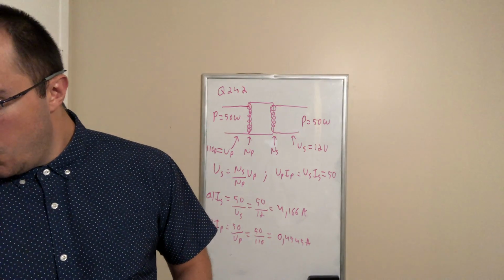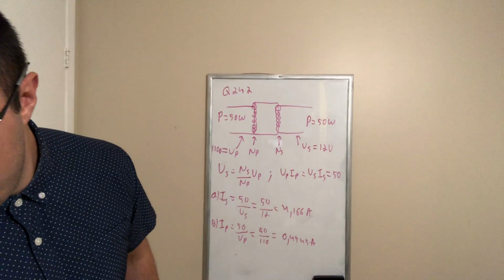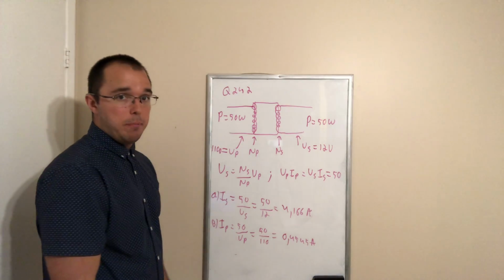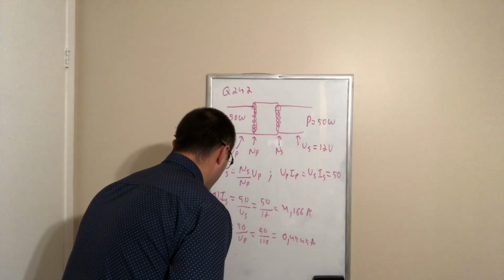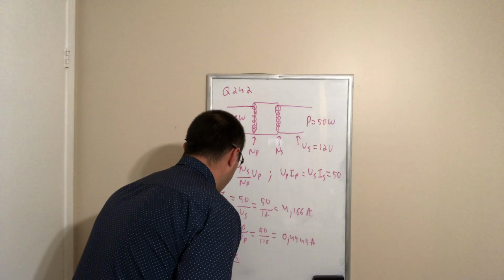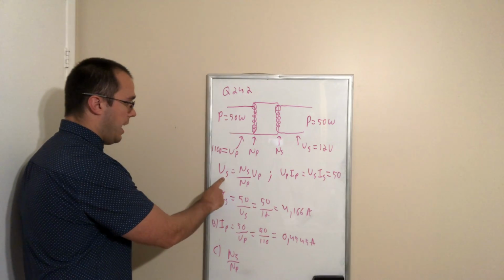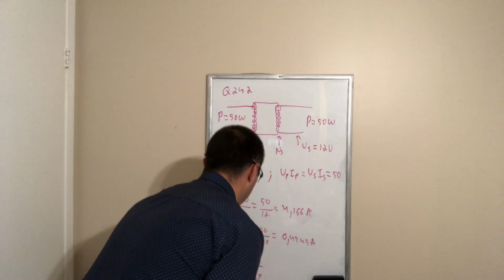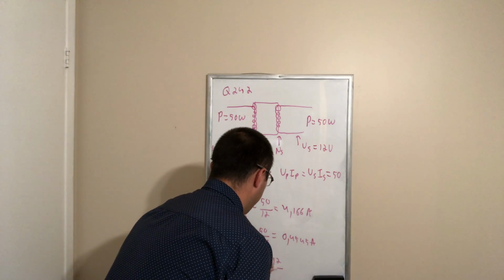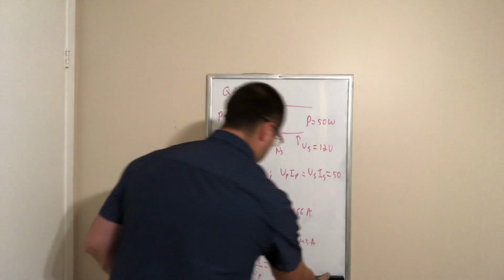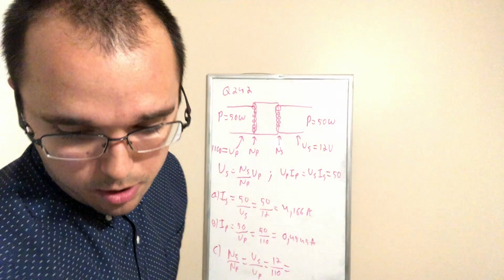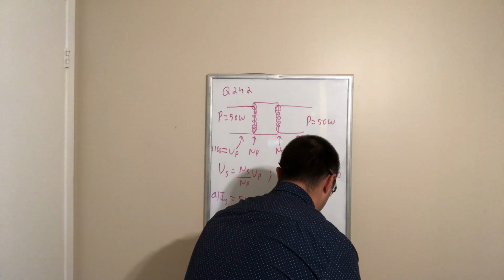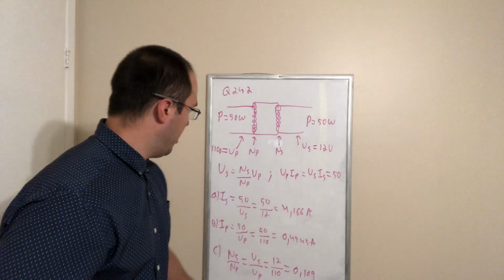Okay, so by the way, this is part A, this is part B. What is part C? What is the ratio of the primary to the secondary turns? So the number of turns. Basically, we are looking for NS divided by NP, the ratio between them. So NS divided by NP is simply VS divided by VP. So 12 divided by 110 is equal to 0.109.